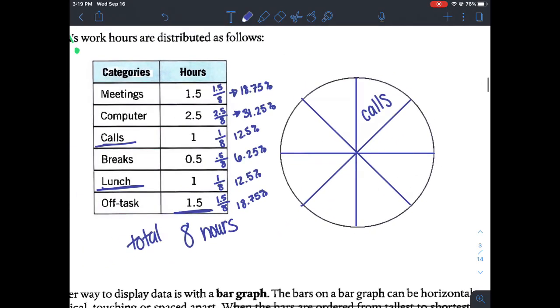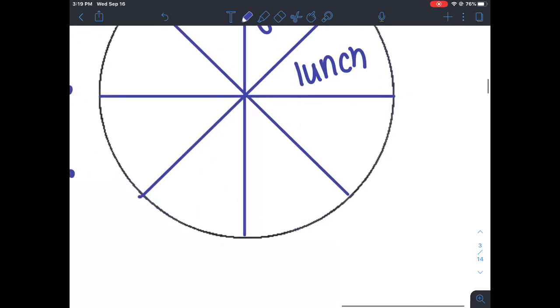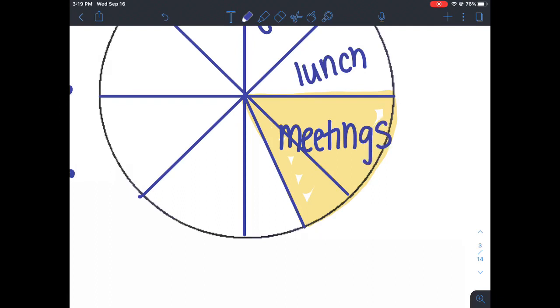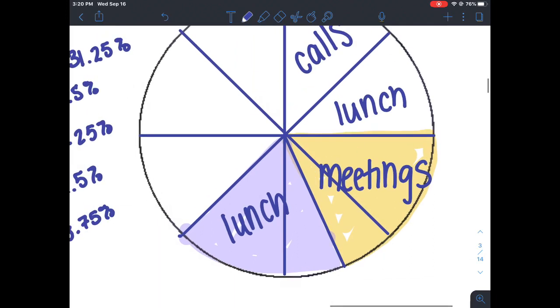And then we have 1.5 is meetings. So I'm going to go 1, and then I'm going to divide this in half, and then I'll just highlight. So this section is meetings. And then the other 1.5 we'll do is off task. I'll highlight in a different color. And this is just if you want to be really technical with your pie chart. Otherwise, you can carefully eyeball it.